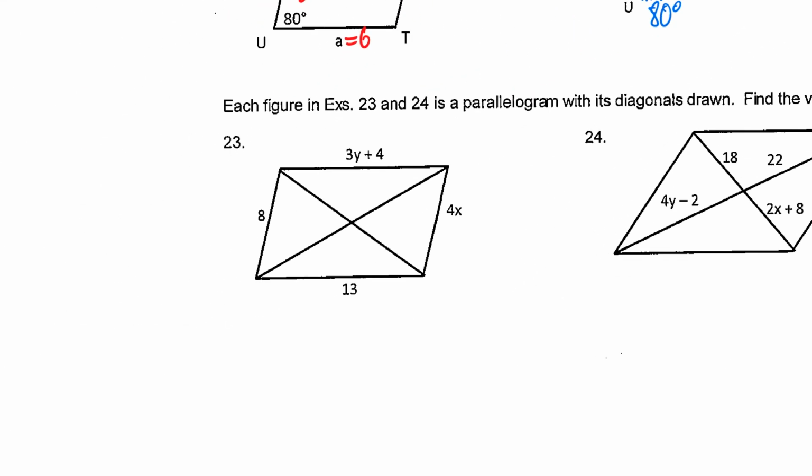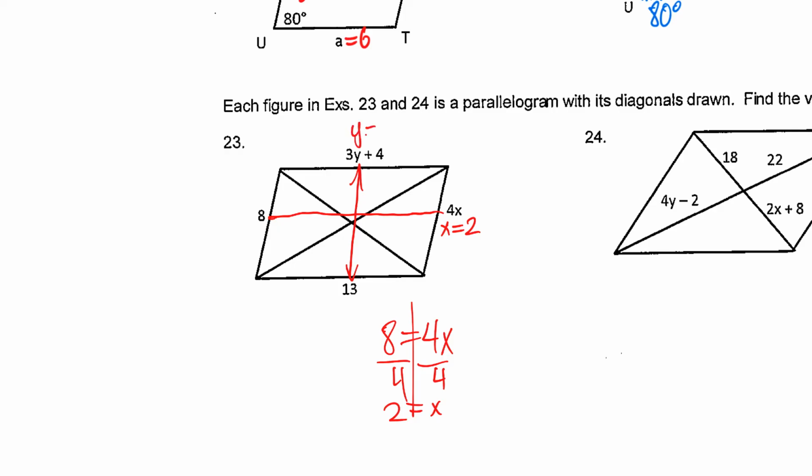Okay, then down here, opposite sides are congruent, so these two are equal. So what value of X is going to make those equal? 2. X has to be 2, right? If you set 8 equal to 4X divided by 4, X has to equal 2. I mean, that just makes sense. So these two have to be equal. So what's the value of Y to make those equal? 3. Because 3 times 3 plus 4 gives you 13, right?